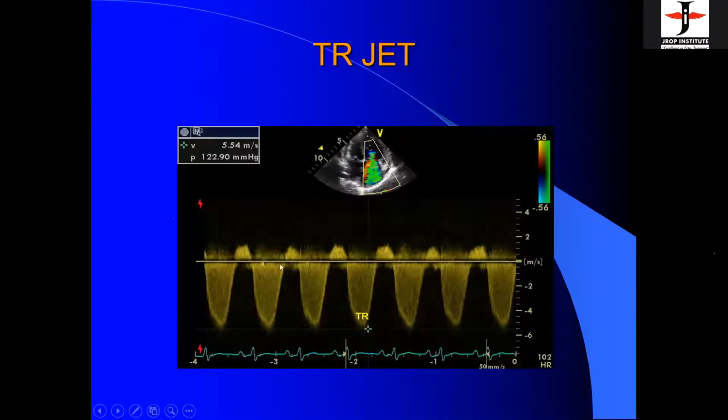For example, here you see, this is a TR jet. The velocity is 5.54. The machine automatically calculates 4 into velocity squared. 5.54 into 5.54 into 4 comes to 122. So your job is to get a parallel flow and get the best velocity. And when you record the velocity, the machine automatically gives you the value. So that is the importance of getting good Doppler velocities.